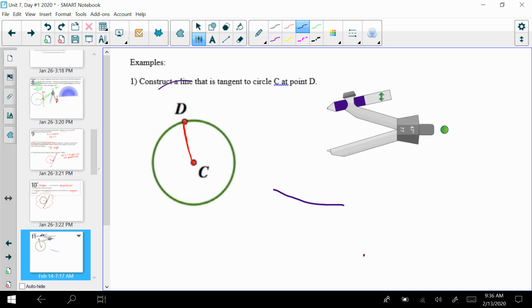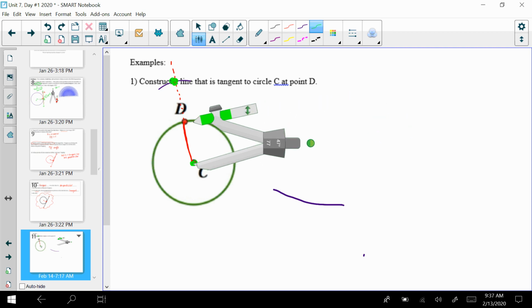Why? Because now I've just created, if I extend this out, I'm going to take my straight edge and extend this line out. I've now just created a segment here, a segment with these endpoints. I'm going to highlight them in green, where D is right in the middle. So now I can make a right angle there by using our good old perpendicular bisector.